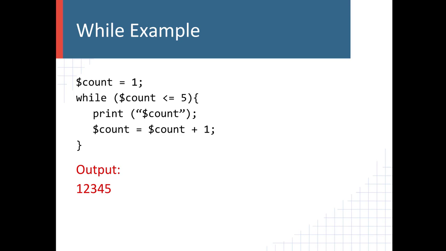The second time, it compares count to see if it is less than 5. It is, so it repeats the code block. It keeps doing this as long as the condition is true. Once the count reaches 6, the loop stops because the condition we are now checking against returns as false.